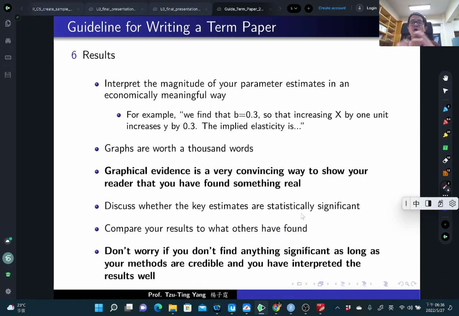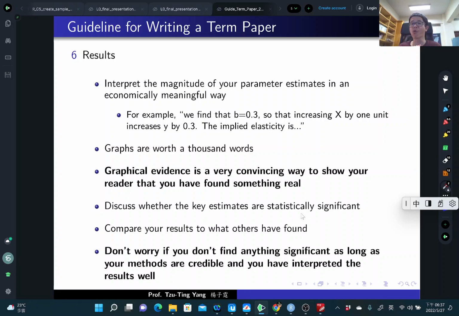And interpret your causal effect or your estimates in economically meaningful ways. So not just say the number. You need to interpret this result. For example, we find the beta, the coefficient, is 0.3. So it means increasing X by 1 unit, increasing 1 year of schooling, will increase your outcome, for example salary, by 0.3. And this implies the elasticity of schooling to income is blah, blah, blah. So don't just write a number when you present your result. Please interpret it and discuss its economic meaning.